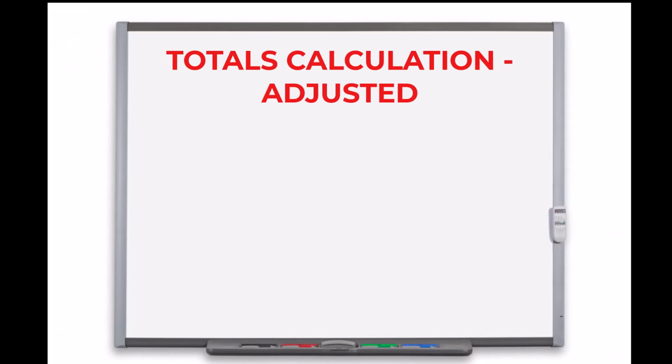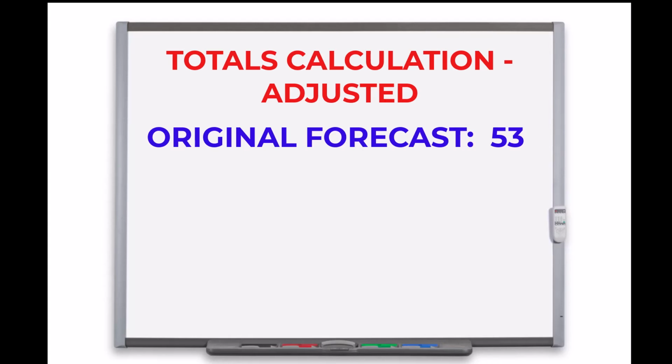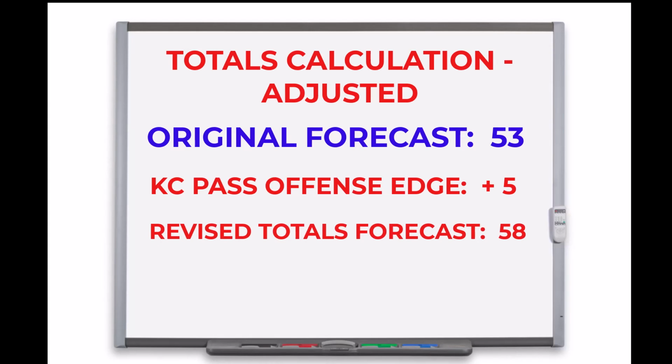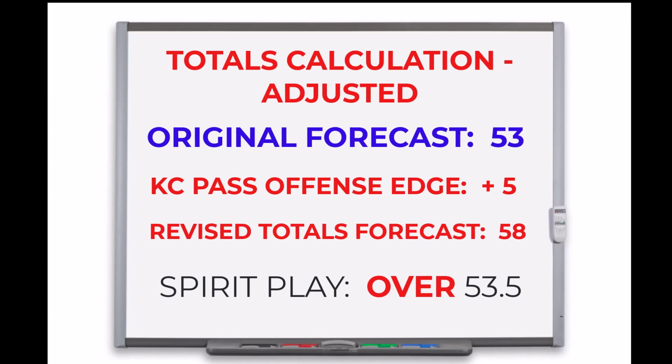Now let's take this yardage information and adjust our totals calculation to include it. So again, recapping, the original forecast score is 30 to 23. That gives us a total of 53. Now we're going to give Kansas City a 5-point edge, considering they got a significant advantage on pass offense. So now our new total is 58. So then when you look at 58, 53.5, I think it's kind of obvious you got a 4.5-point advantage there, especially considering Kansas City's playing at home. We like this play. And we see that 53.5 line as a compelling over bet.